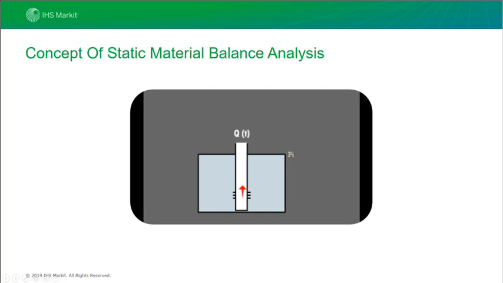Conceptually, for this type of analysis, the type of data required would be obtained by shutting in the well and measuring the average reservoir pressure at different points in time during the life of the well. If we can get enough measurements through time, then we can use them to extrapolate to the original gas or oil in place. The static material balance does, however, require the well to be shut in.